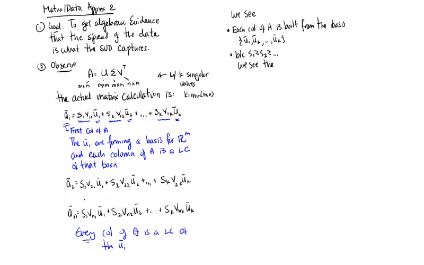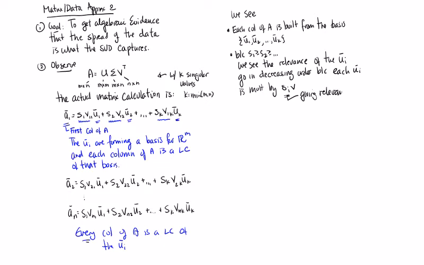So we see, let's say, the relevance, or the importance, if you like, of the Ui go in decreasing order. Because each Ui is multiplied by Si and then some V. But it's this S that's giving the priority, if you like. In other words, if the S is large, that U will have more relevance.